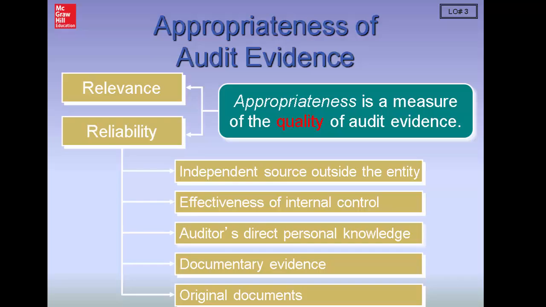Quality of the evidence, some things to consider. Is it coming from an independent source outside the entity? Are there effective internal controls within the organization, so that as we're considering this evidence, we're considering this from the framework of a strong internal control process? If the auditor has direct personal knowledge of this evidence, perhaps it's test work that the auditor is actually completing, then this is highly reliable evidence. Documentary evidence and original documents also increase the quality of the evidence.